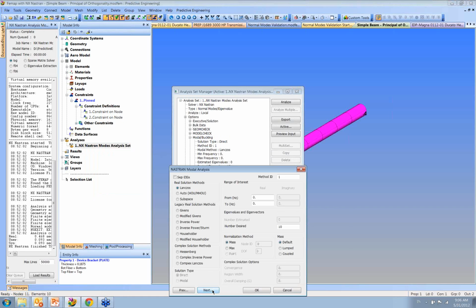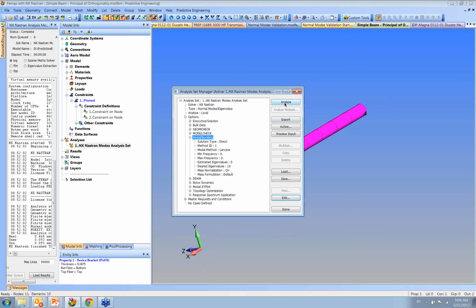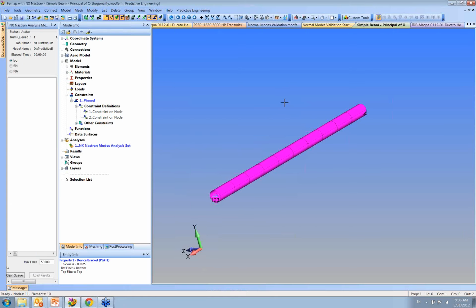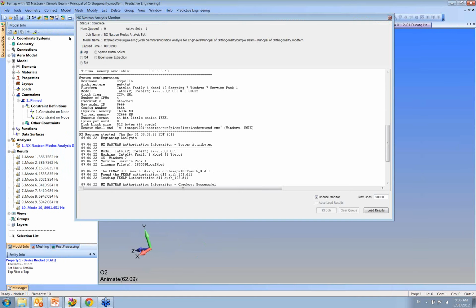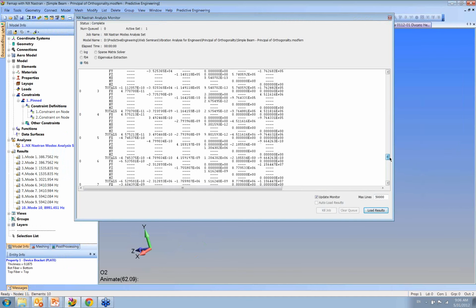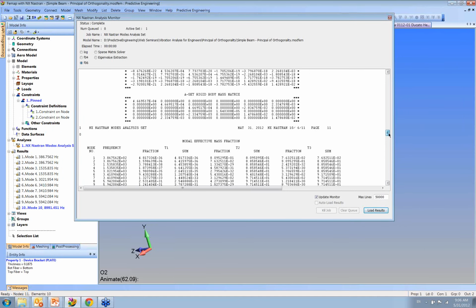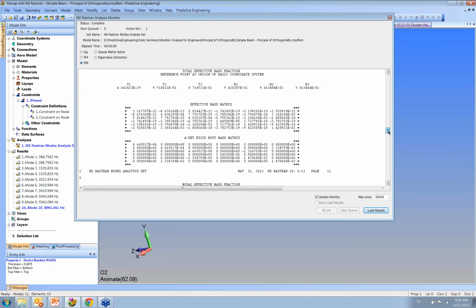I'm just going to ask for these 2 items: modal effective mass fraction, analyze. It dumps out. I'm going to expand that out and look at the F06. I'm going to do it the old school way first, and then I'll show you the easier way to do it. This is what it dumps out in F06, the modal effective mass summary.